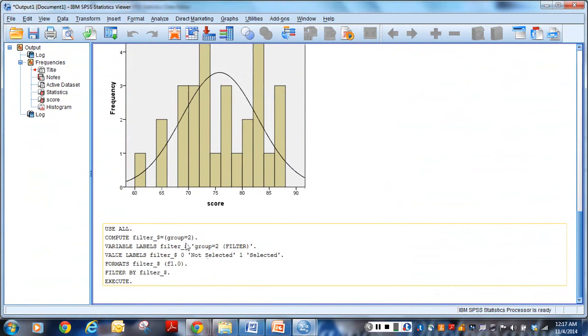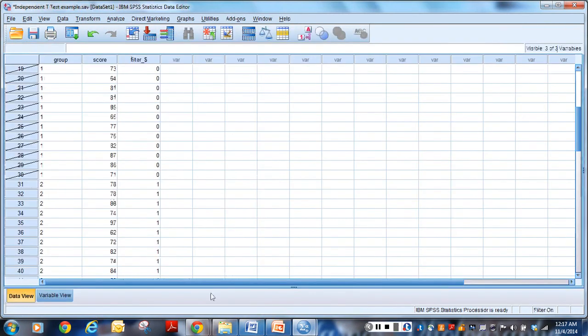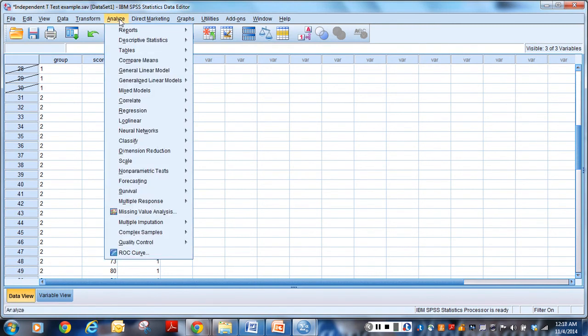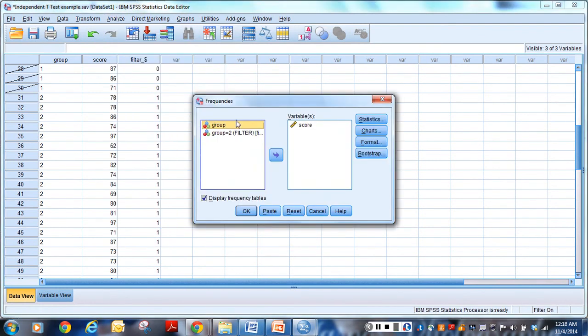And now SPSS shows that we're only selecting group 2, our treatment group. And we can even go into our data view and now look and see all of our individuals who were in the control group are now marked out. We're only looking at our treatment group. So again, now we can go ahead and analyze descriptive statistics, frequencies. We can leave score in there because it's okay, because now it's only going to focus on our treatment group.